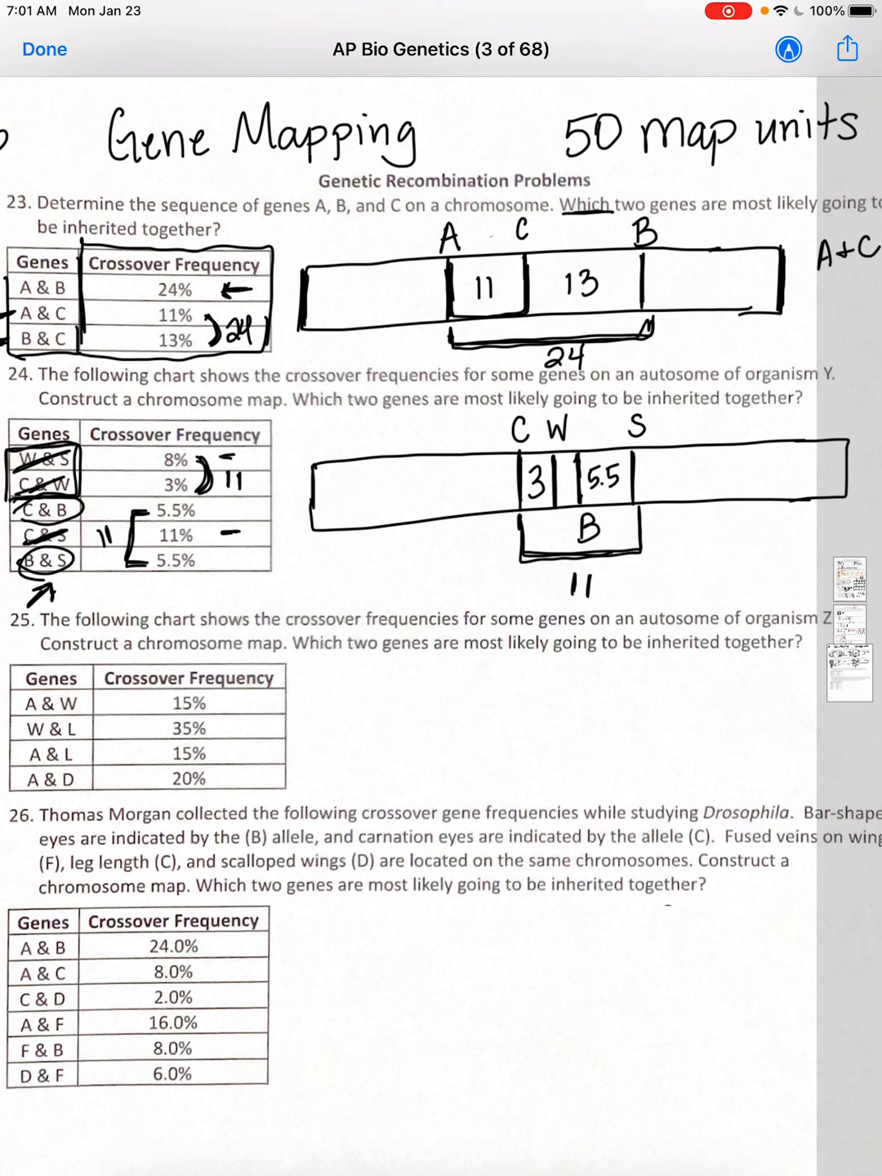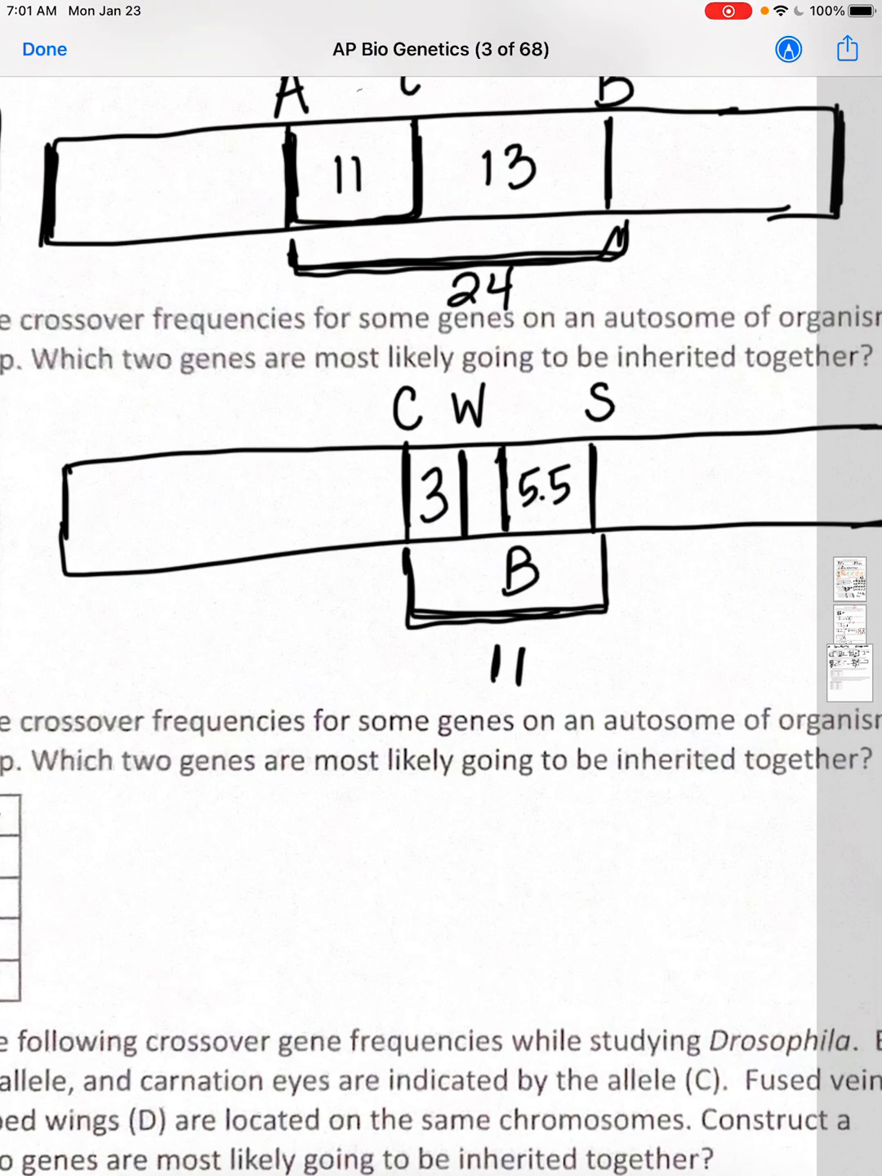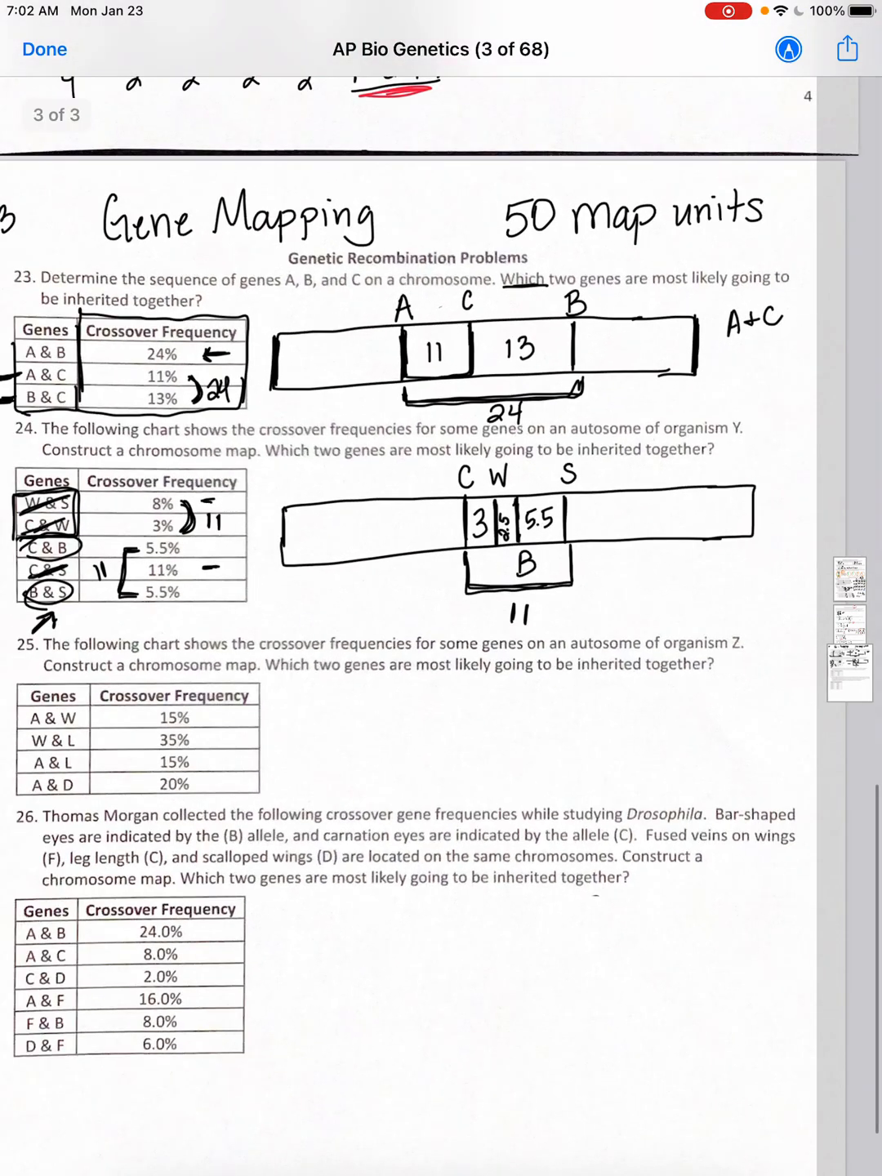So 3 plus 5.5 is 8.5, and we need 11 total. So that leaves us, we're going to have to write kind of small, this distance here should be 2.5. And that checks out because they told us between C and B over here again is 5.5. So 3 plus 2.5 is 5.5. So all of our numbers check out, which means that's right. It's right as we can be with the numbers they've given us anyways.